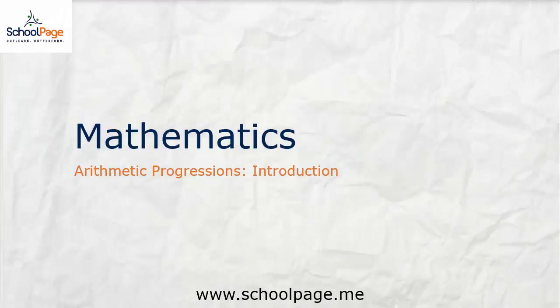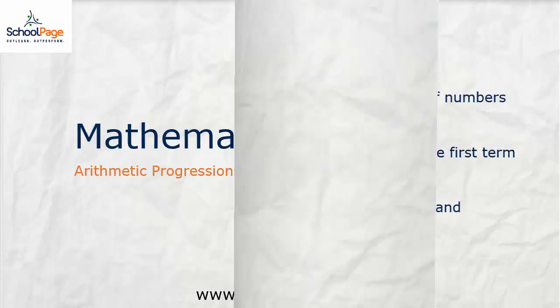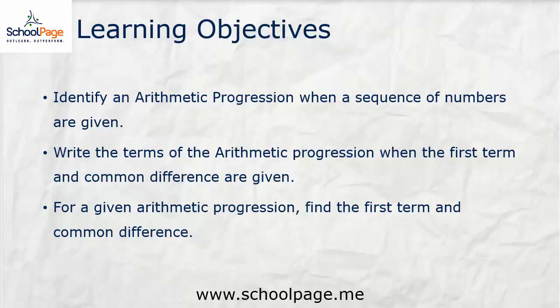10th CBSE Mathematics, Chapter Arithmetic Progressions. After watching this video, you will be able to identify an arithmetic progression when a sequence of numbers is given. Write the terms of the arithmetic progression when the first term and the common difference are given. For a given arithmetic progression, you will be able to find the first term and the common difference.